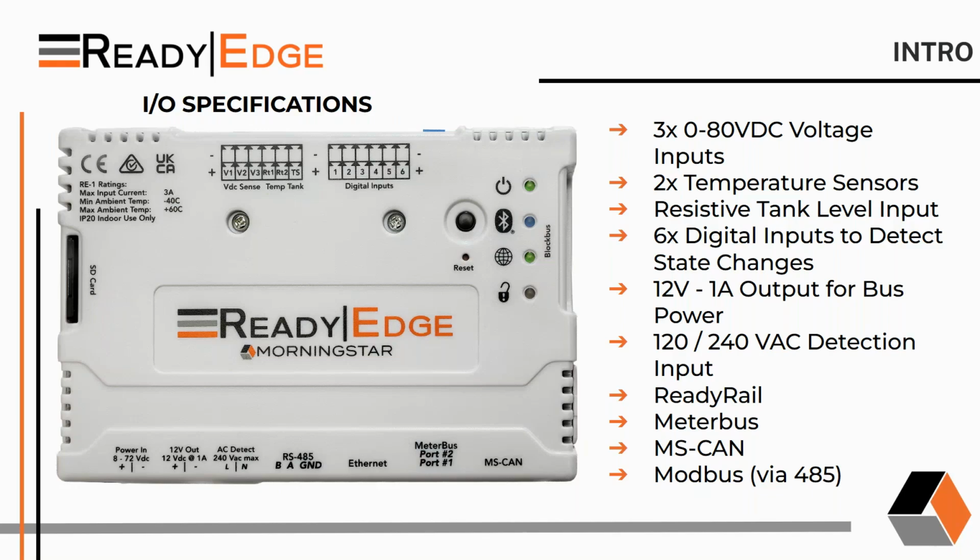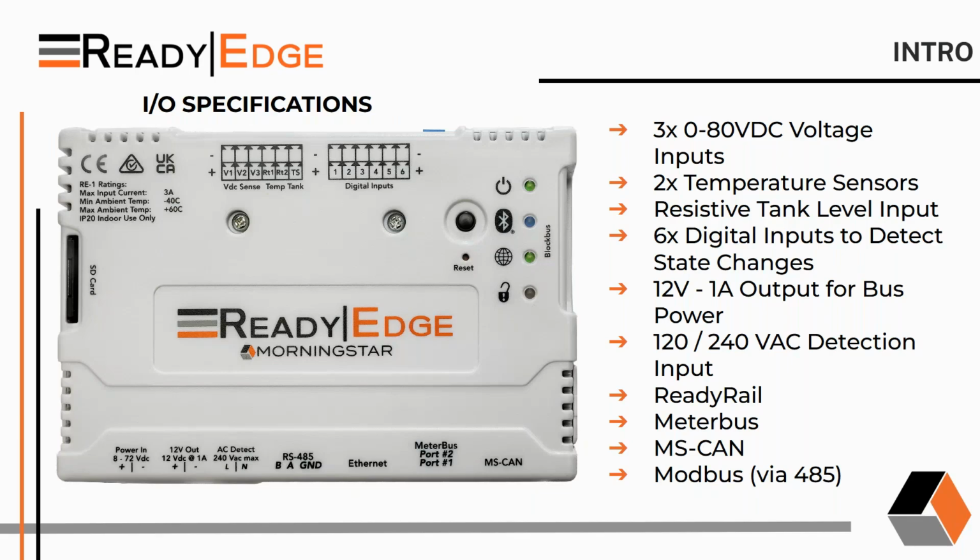The Ready Rail is where you add expansion onto the ReadyEdge via the Ready BMS, the Ready Relay, and our other expansion products that we'll talk about. Coming back around to the bottom, we have MS CAN, which is a future-facing port that will enable us to hook multiple ReadyEdges together and to interface our newer products together into an integrated system.